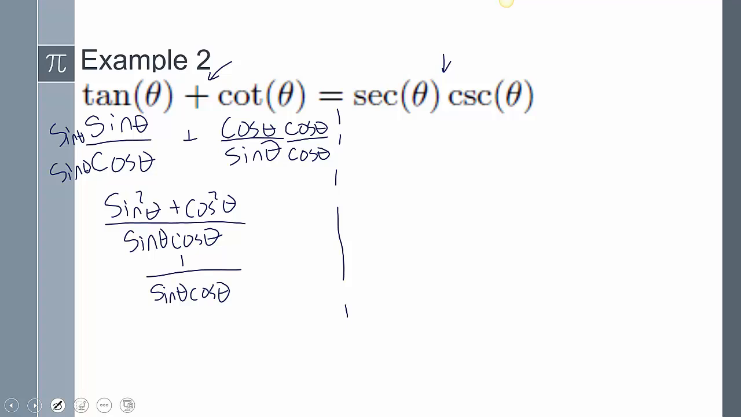1 over sine theta is cosecant theta. 1 over cosine is secant theta. I can think of this as 1 over sine and then 1 over cosine. So that's reciprocal. There's my secant. That's reciprocal. There's my cosecant.